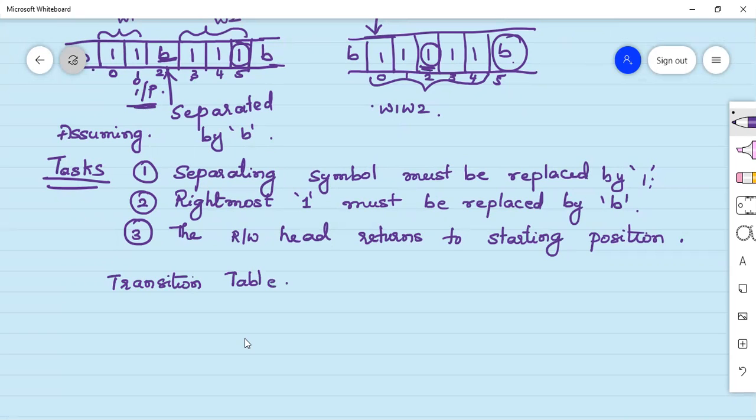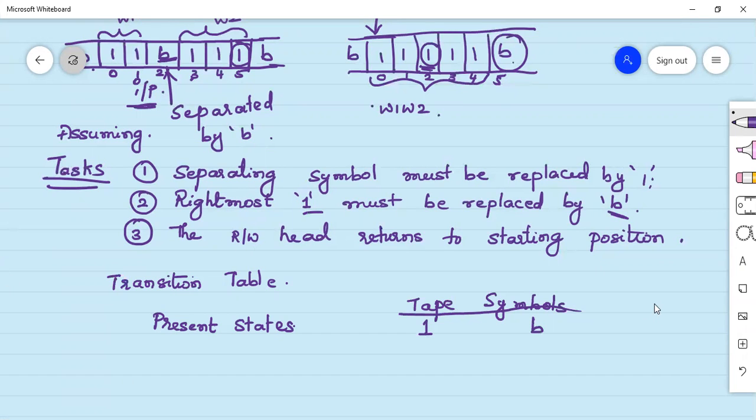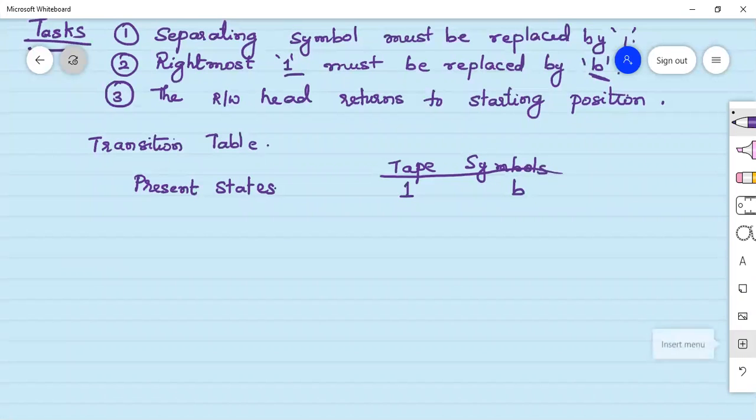Okay. So how can we write the transition table for this? Let us take the table with present states in the column and tape symbols in the row. The two tape symbols that we are using here, you can see both one and blank are used, right? So we are going to use both the tape symbols, one as well as blank. So I'll have two columns. And how many states are required, as we develop the logic in our mind, we can go on doing. So let us start with Q0 being the starting state.